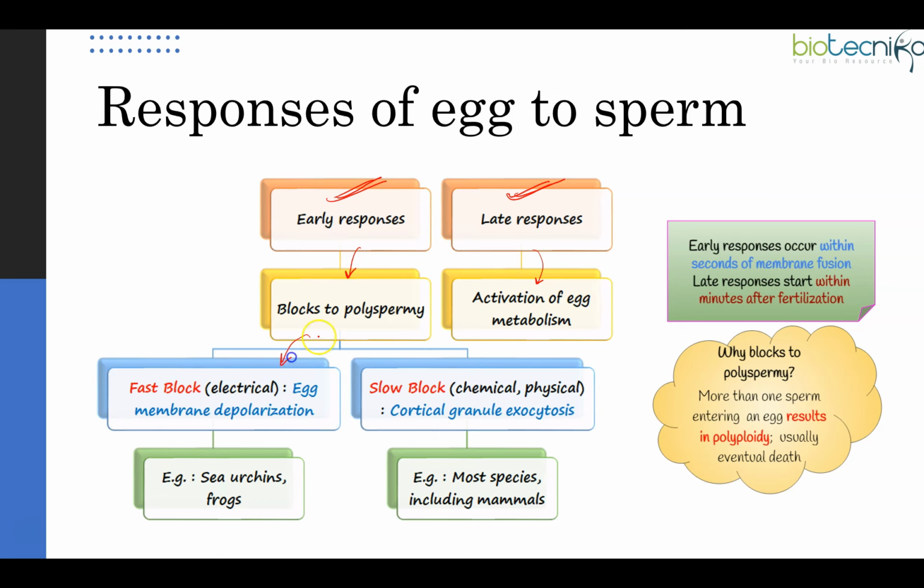Block to polyspermy is of two types, fast block and the slow block. Fast block is an electrical change where the egg membrane undergoes depolarization. That means from minus 70 millivolt, its potential difference is going to increase to around 0 to 10 to 20 millivolt. So that will be positive, okay? That is why the polarization is lost. That's why it's called depolarization. Slow block is through the cortical granule exocytosis.